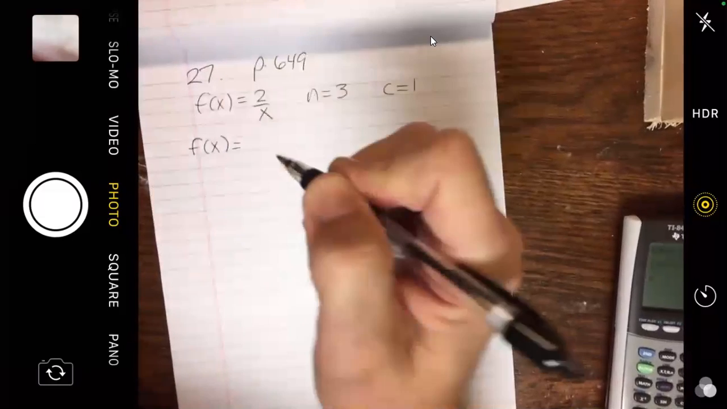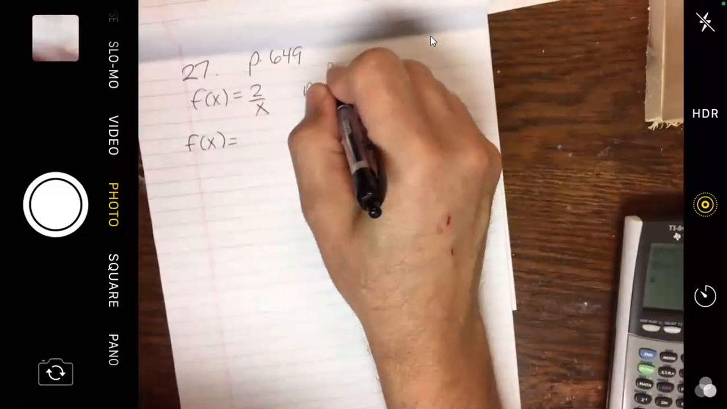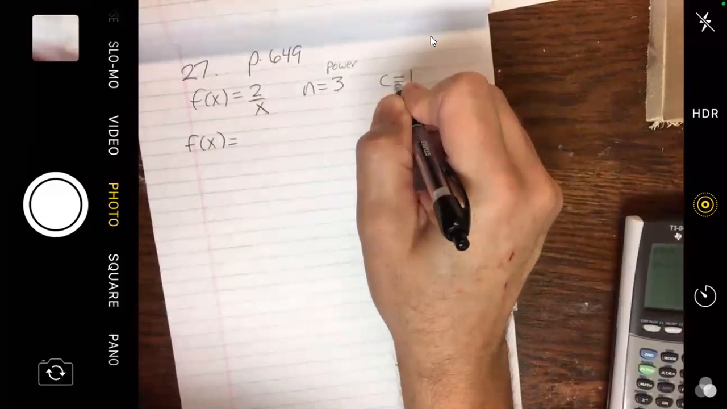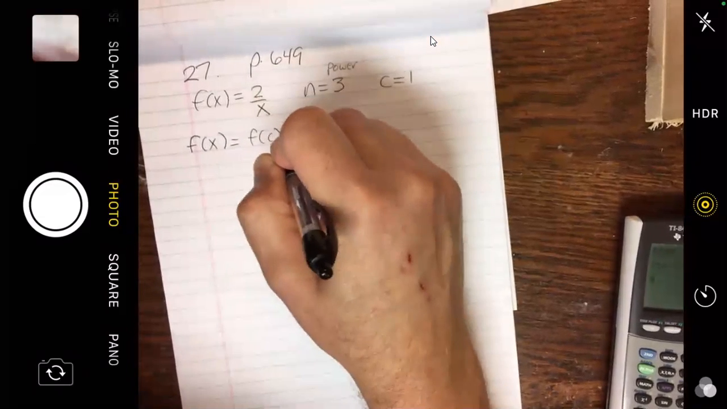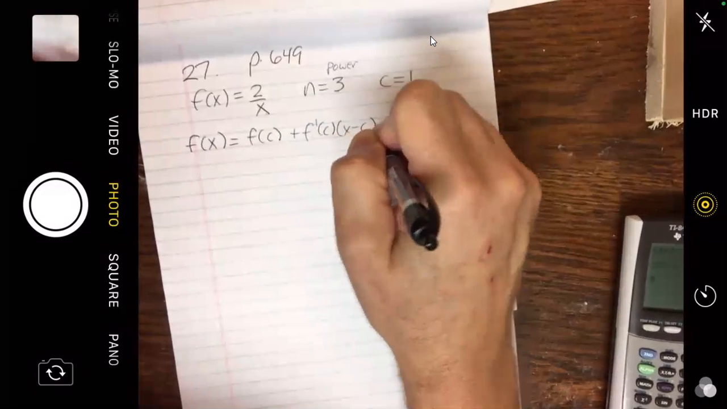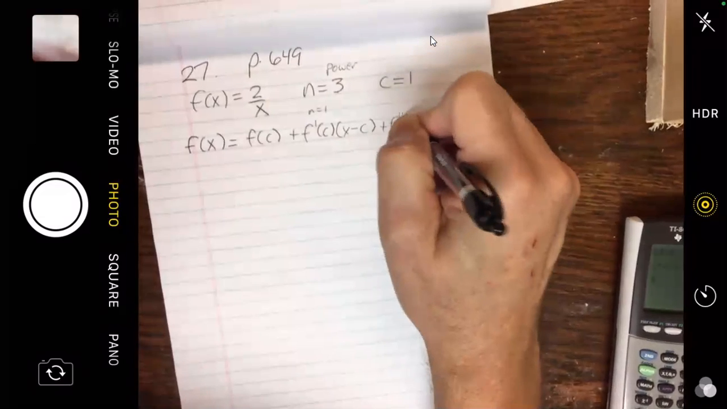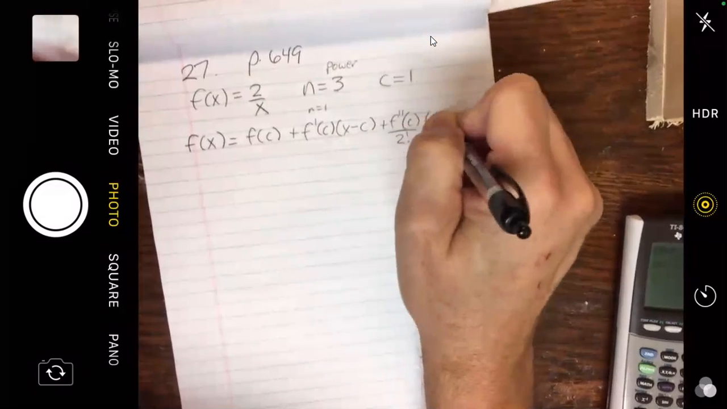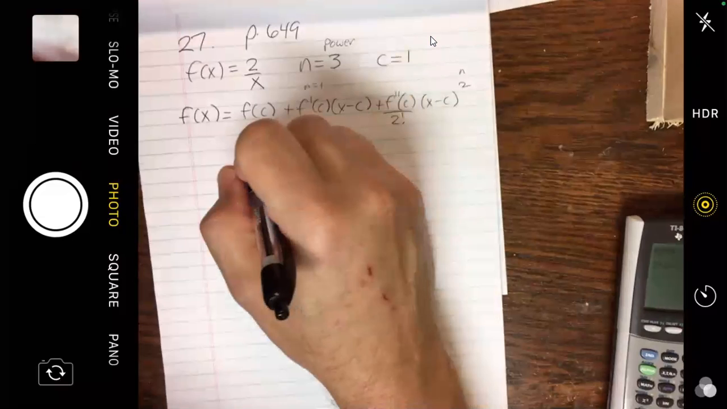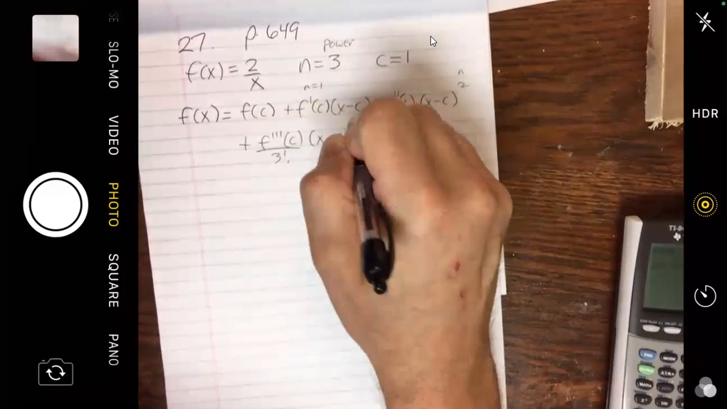See if I can write it out from memory. Remember this is the power. You can't confuse the n and the c. So what you would have is f of c plus f prime of c, I'm using generically, x minus c. This is n equals 1, so I've got to go out to n equals 3. You'd have f double prime of c over 2 factorial, x minus c squared. So I'm at n equals 2, and I've got to go to n equals 3. So f triple prime of c over 3 factorial, x minus c cubed.